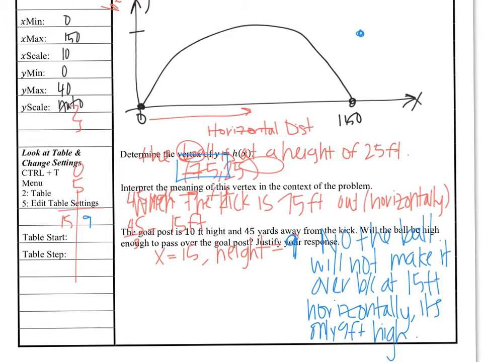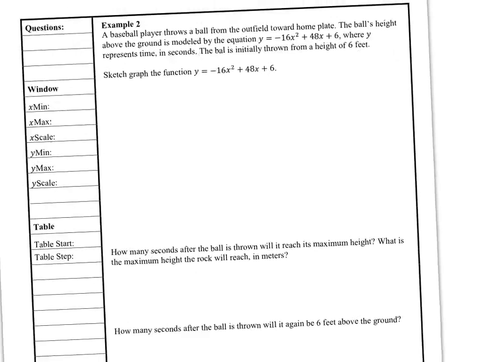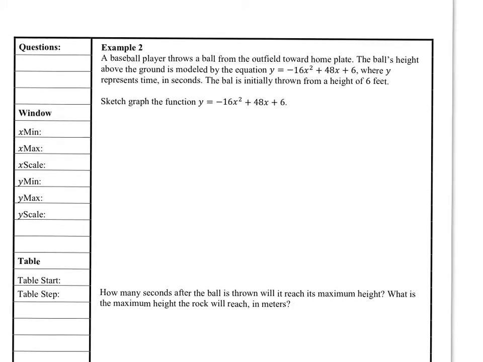Okay, let's take a look at the next problem. Similar situation, but we're talking about a baseball player this time, throwing a ball from the outfield towards home plate. The ball's height above the ground is modeled by this equation where y represents time in seconds. I think this should say where x represents time in seconds. So after a certain number of seconds, y is the height. The ball is initially thrown from a height of 6 feet. My goodness, I'm seeing so many typos. This should say ball.